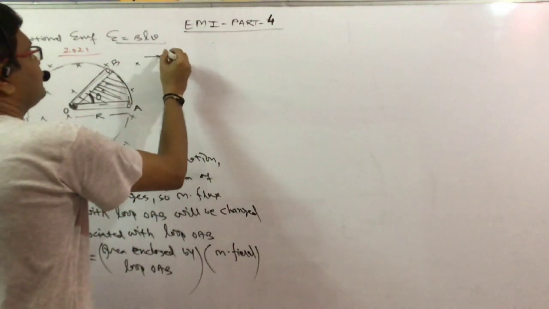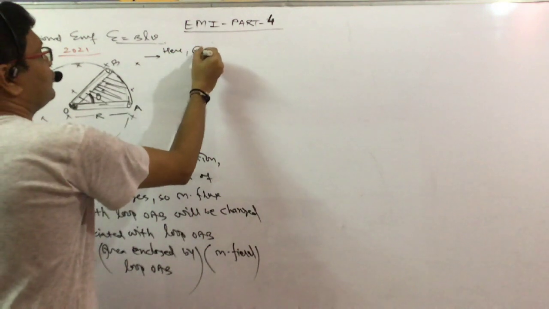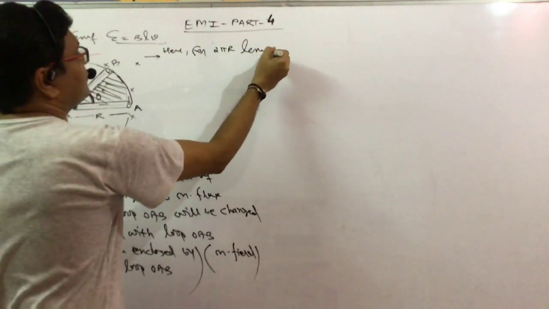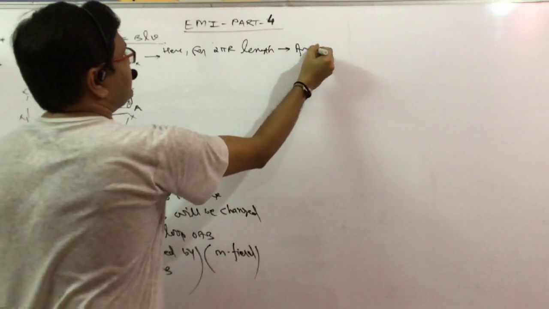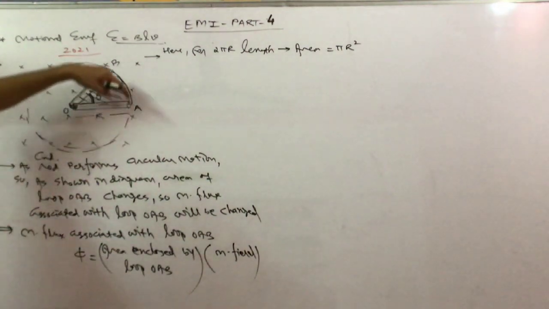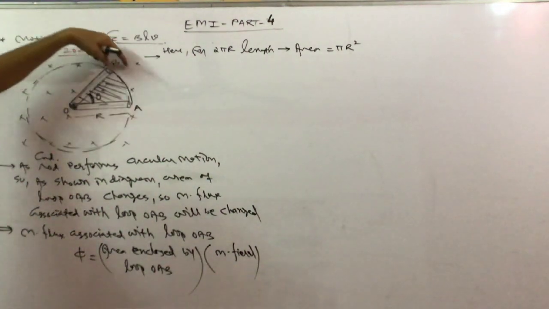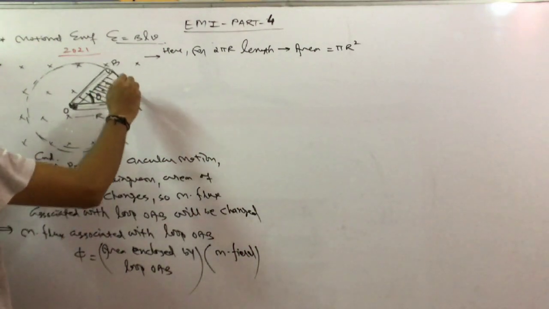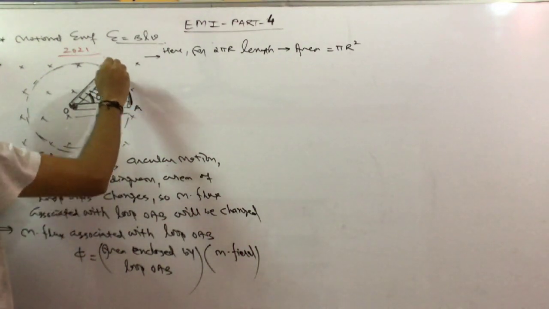You can see in this way here, for 2 pi r length, the area is already pi r square. You can see the length of this region is 2 pi r. For this 2 pi r length, what is the area? Pi r square. So we are discussing this portion. What is the length of this region?